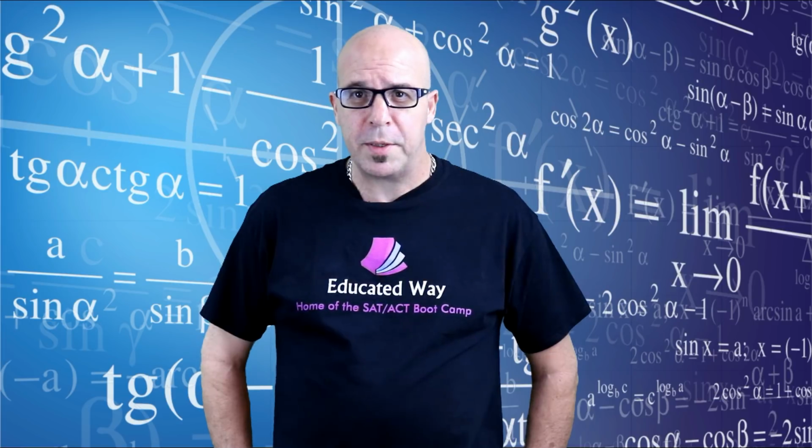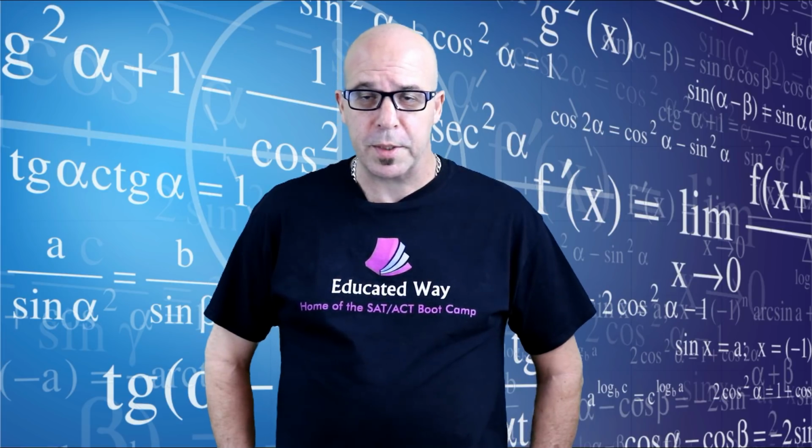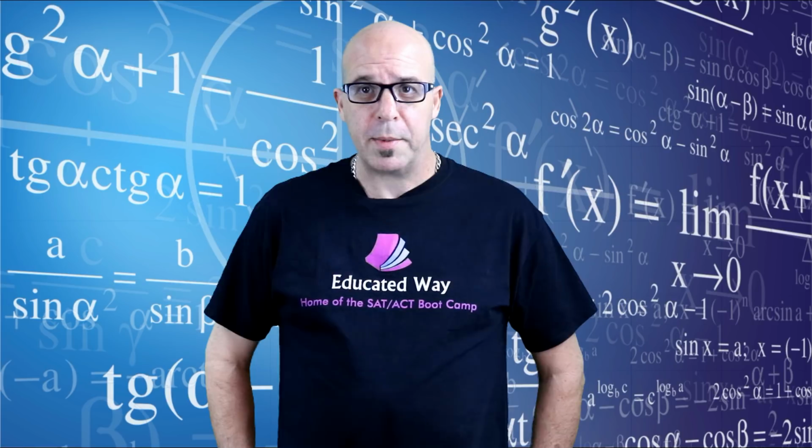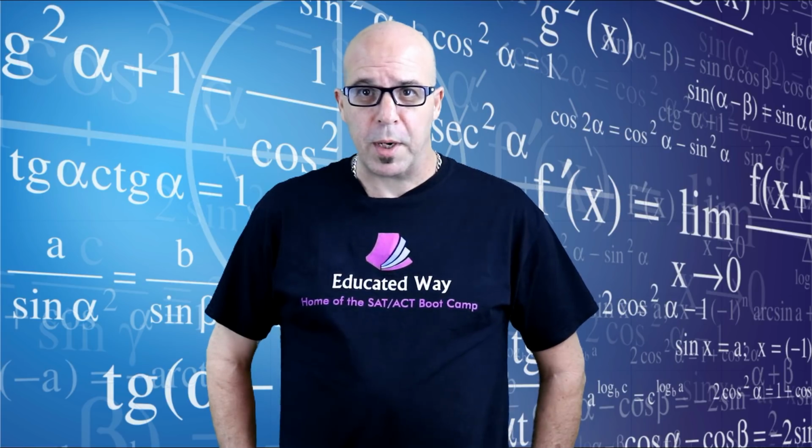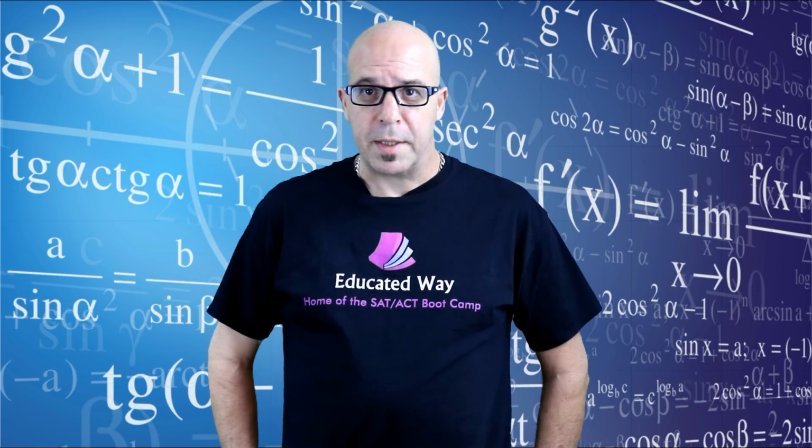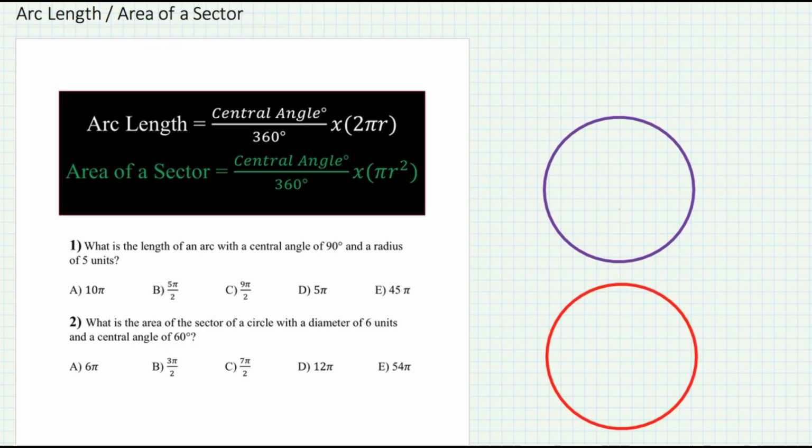The next set of formulas, really important. You probably don't remember these formulas because you learned them the last few weeks of geometry when your teacher was rushed to get through the curriculum. It's the arc length and the area of a sector of a circle. The arc length equals the central angle divided by 360 degrees times 2 pi r. The area of a sector equals the central angle divided by 360 degrees times pi r squared.